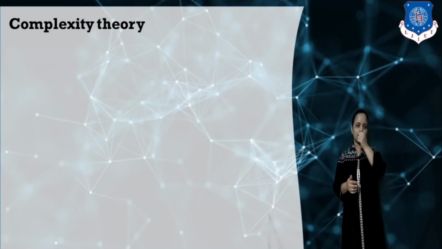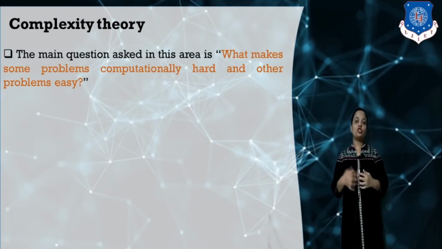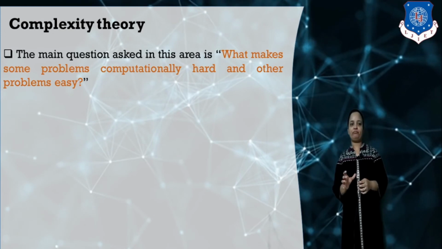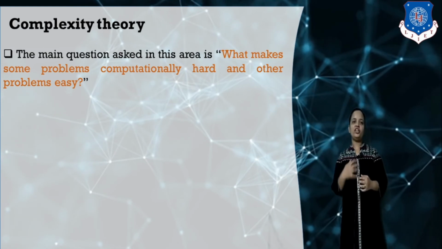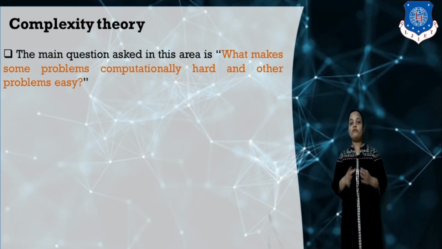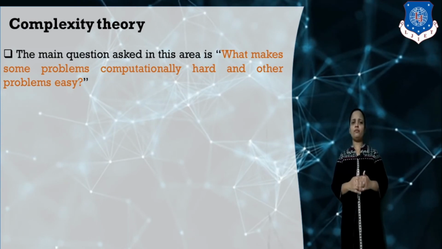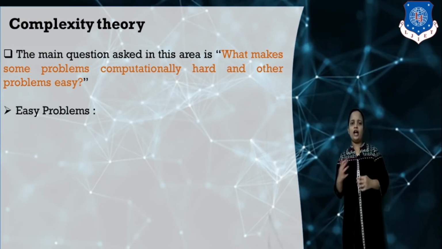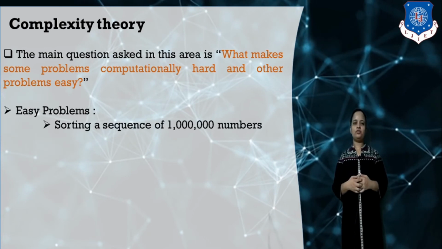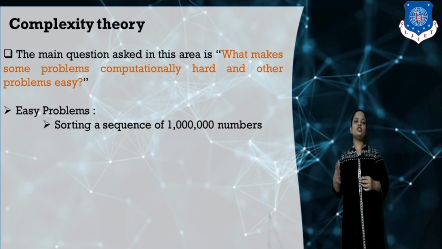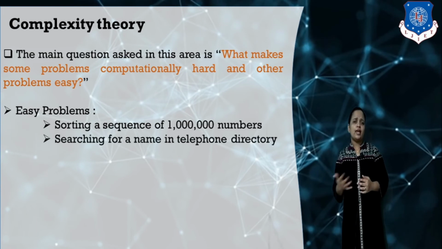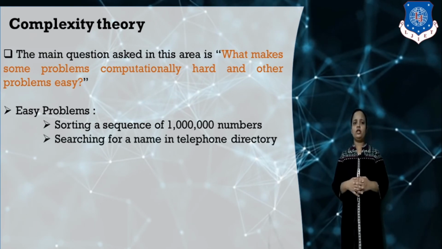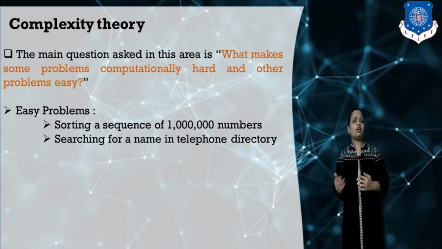Now move on to the next point, complexity theory. As the name suggests, it asks what makes some problems computationally hard and other problems easy. For example, let us take the easy problems. Suppose I want to sort a sequence of numbers, like 1,000 or 1,000,000 numbers, that is, arrange the numbers in ascending order. We can easily solve this by using a computer.